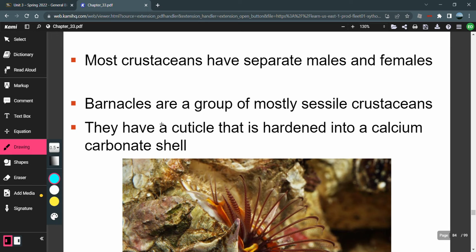So most crustaceans have separate males and females. Larval barnacles have features similar to larval crustaceans, making them a crustacean. So they're considered crustaceans. So barnacles are sessile crustaceans.